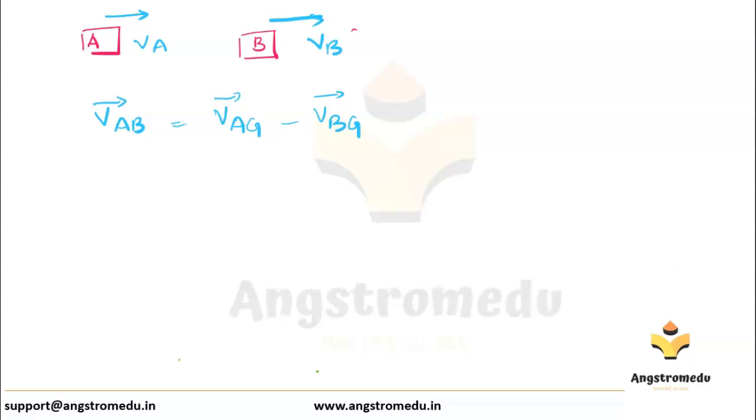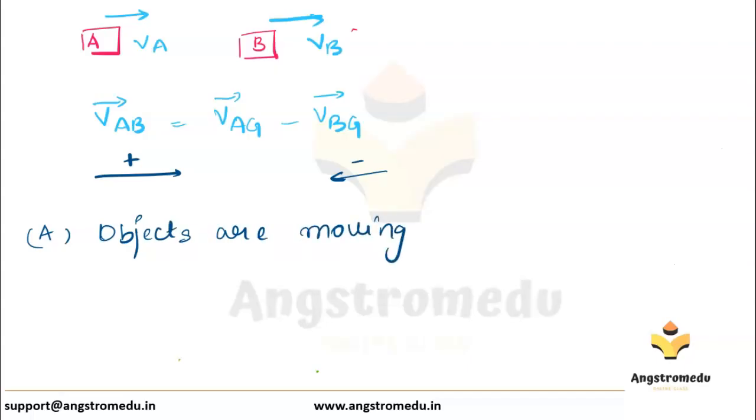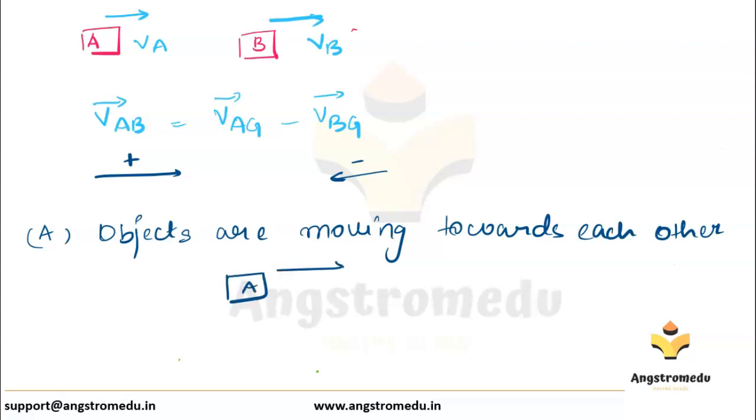Now there are only two possible directions in one dimension. Let us say this is our positive and this is our negative. So we can say that there are two possible cases. First is objects are moving towards each other. Here, let us say this is object A, moving in this direction with speed VA, and this is object B, moving with speed VB.